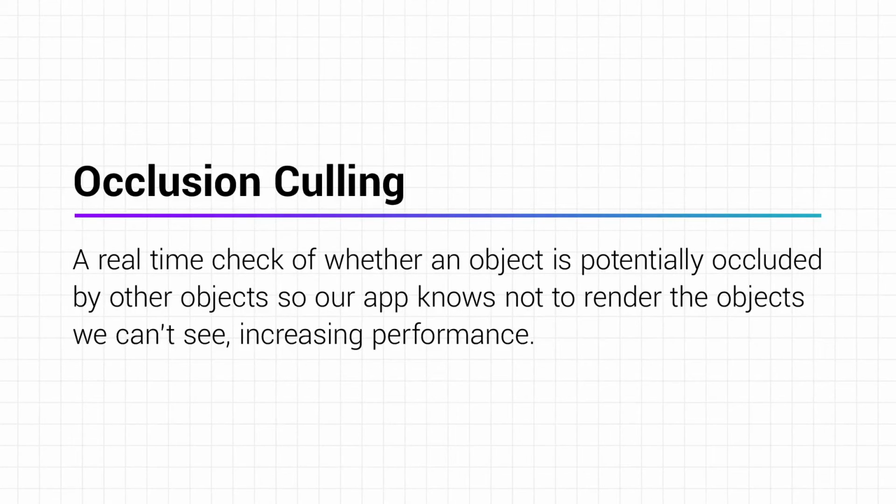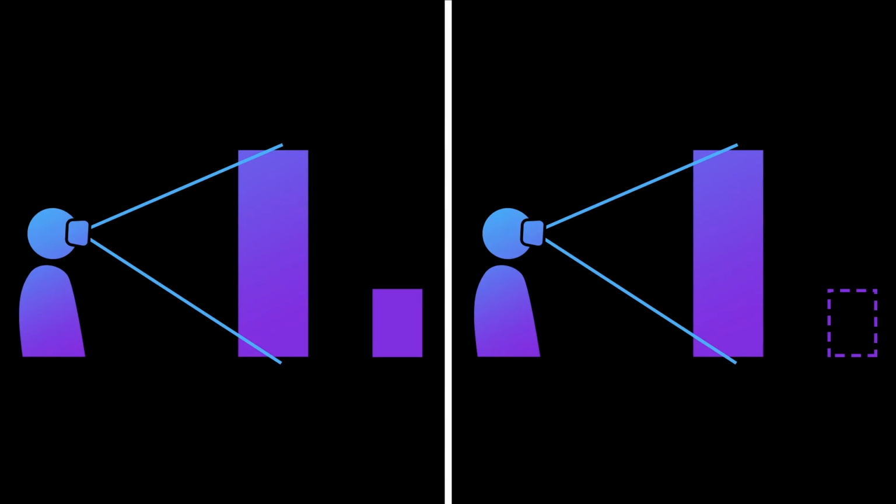Occlusion culling can provide further resource savings, but this comes at a higher performance impact. Occlusion culling is essentially a real-time check of whether an object is potentially occluded by other objects, so our app knows not to render those objects because we can't see them, and thus increases performance. For scenes with little occlusion, like a detailed room, you won't be able to gain much performance with occlusion culling.